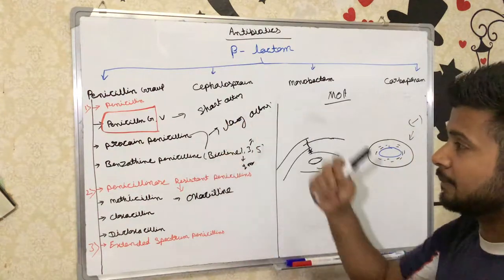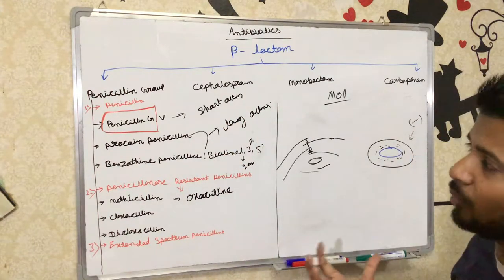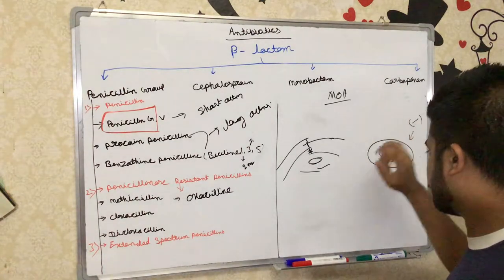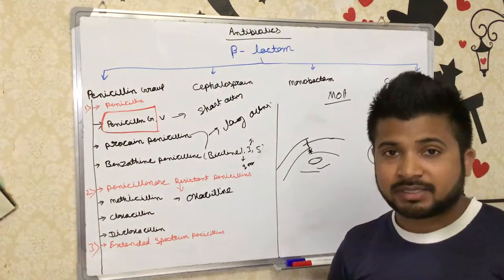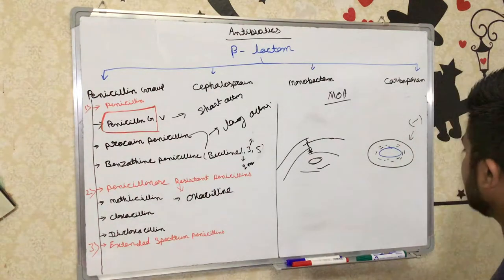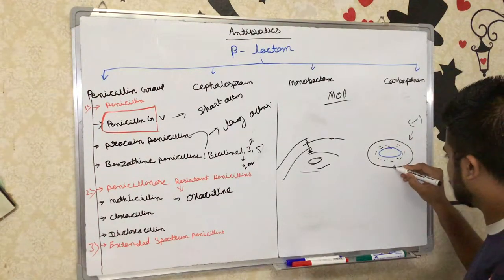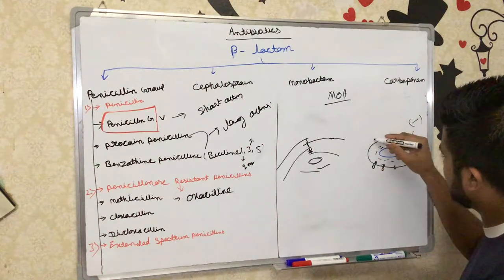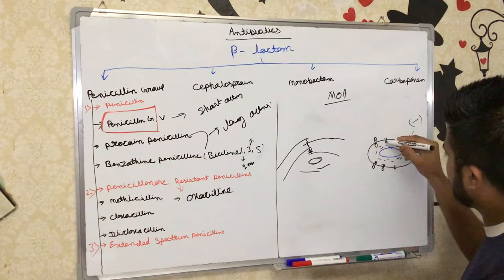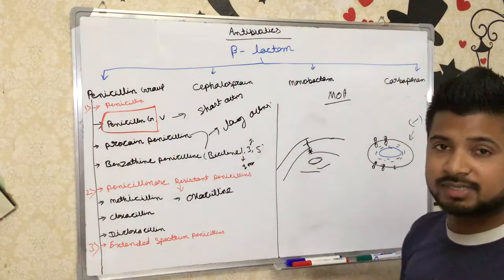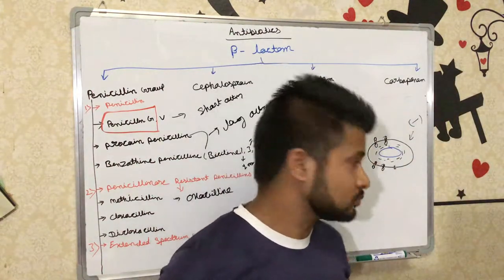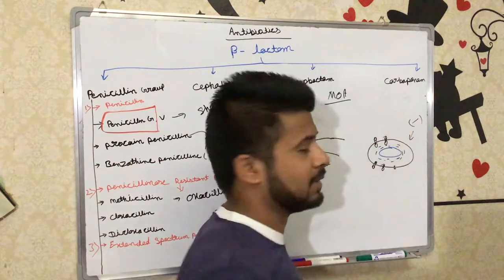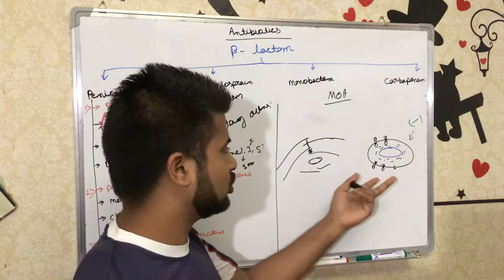Penicillin is a very bulky molecule, so it cannot penetrate gram-negative bacteria because they have an outer layer, and here there are very small porins. So only some very active, very good drugs can penetrate gram-negative bacteria and kill them.